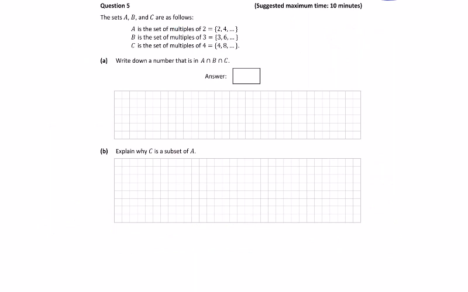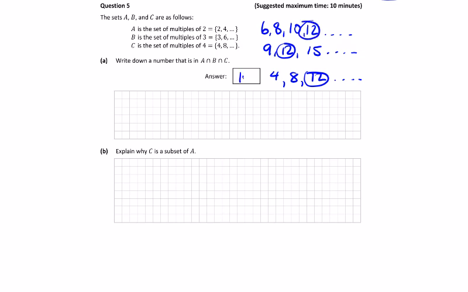In this question, we're told sets A, B, and C are as follows. A is a set of multiples of 2: 2, 4, 6, 8, 10, 12, and so on. If we extend it a bit, B is a set of multiples of 3: 3, 6, 9, 12, 15, and so on. And C is the multiples of 4: 4, 8, 12. The reason I'm writing these is we're asked to write a number that's in all of them. You can see 12 is the first number that's in all of them.